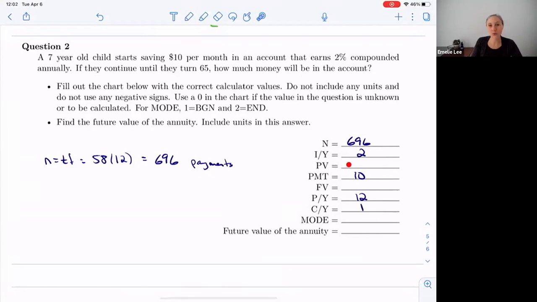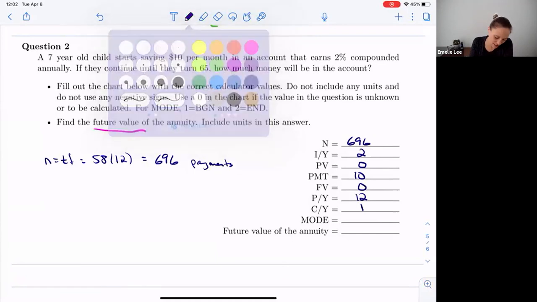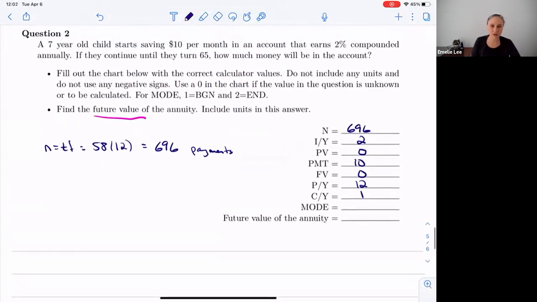There was no mention of them starting with some amount, right? If this child started with 10,000 in their account, that would really help. Nope, they started with nothing. And we're trying to find the future value, so we know that should be 0, because if it's something we're trying to find, it has to be 0. And the default is at the end, so the mode should be 2.